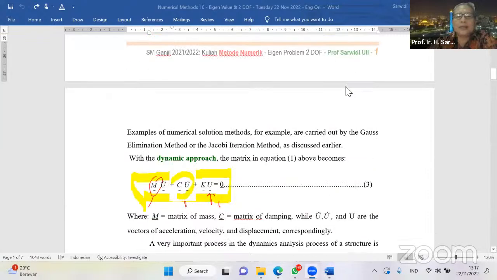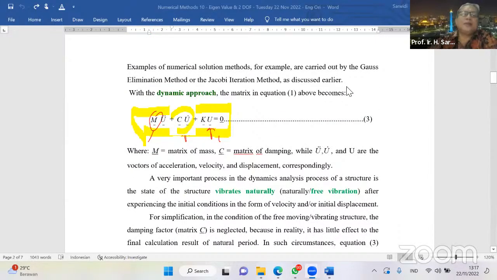Okay, then we start the theory with the equation of motion. This is the equation of motion. And for free vibration, free vibration means there is no force here, zero. For example, if a building is shaken by an earthquake, and then the earthquake stops, but the building is still moving, it keeps moving until it finishes, because there is damping, so the motion becomes smaller and then stops.